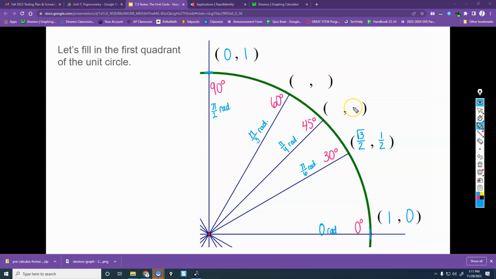And then for my 60 degrees, because if a triangle has one angle that is 30 degrees, the other one is going to be 60 degrees, it's flipped. This is 1/2 and this is square root of 3 over 2. And then this one right here is going to be square root of 2 over 2 and square root of 2 over 2.